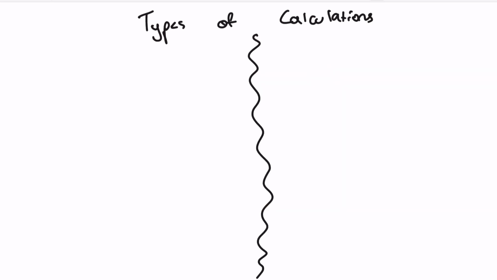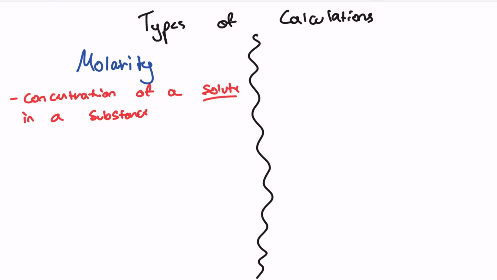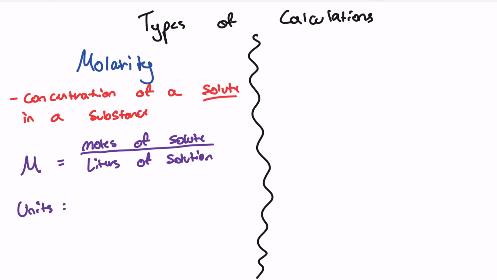The last thing we need to cover in this video are the types of calculations we can do with solutions and mixtures. There are two main equations that you need to be familiar with. The first is for molarity. Molarity is the concentration of a solute in a substance, and it's the most common way of expressing the composition of a solution. To find the molarity of a solution, we take the moles of our solute and we divide that by the total liters of our solution. The units of molarity are thus moles per liter.